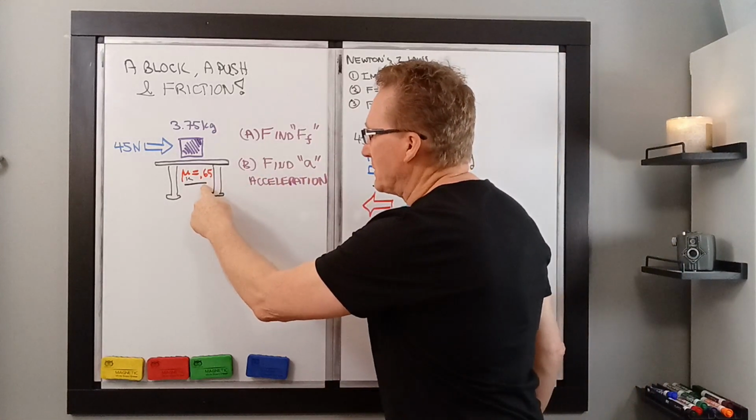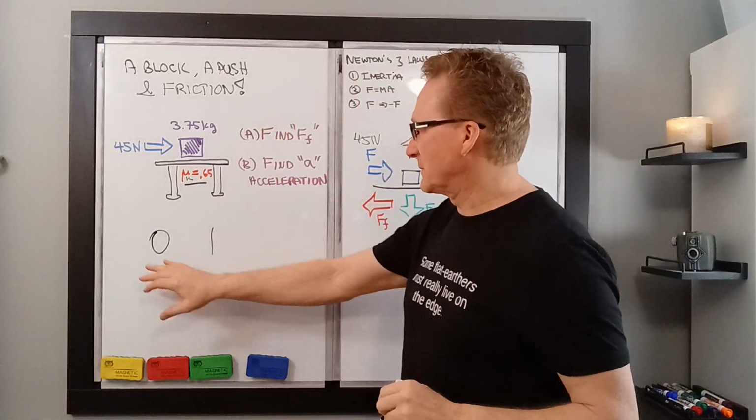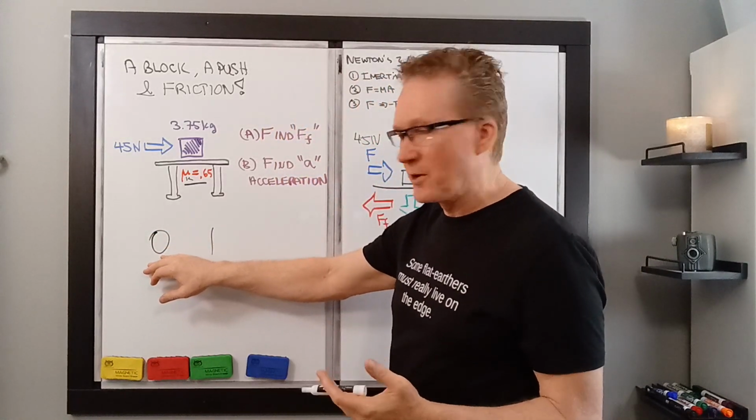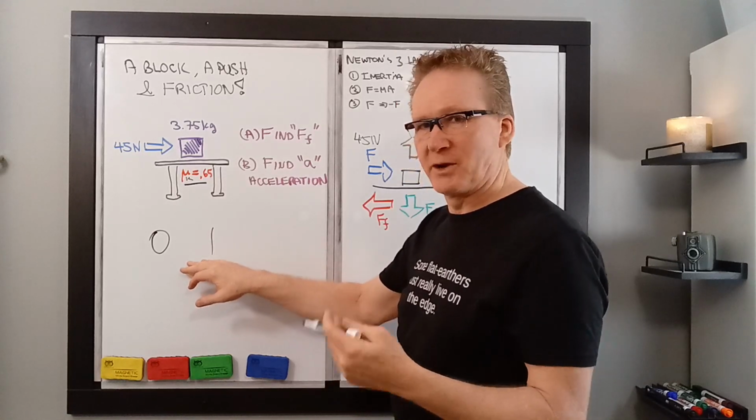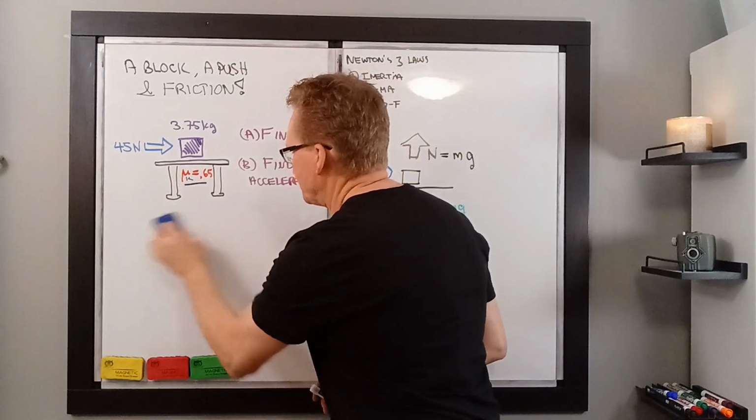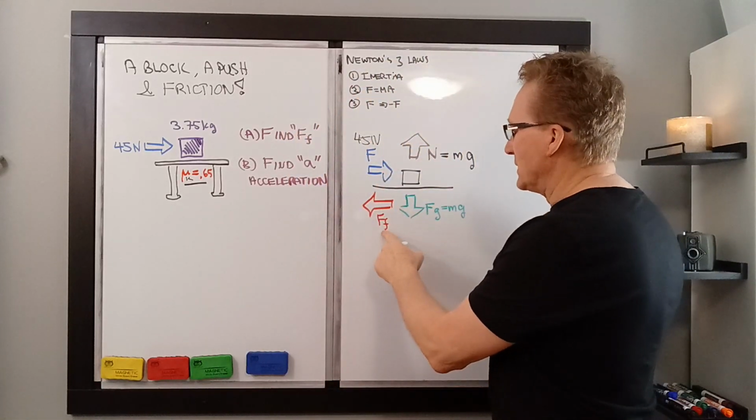The coefficient of friction, by the way, is between 0 and 1 in practically all cases. For something like ice or something very smooth, it might be 0.1. For something like concrete or gravel, it might be 0.8 or 0.9. It might be quite close to 1. So this is actually a fairly high coefficient of friction. We want to find the force of friction.